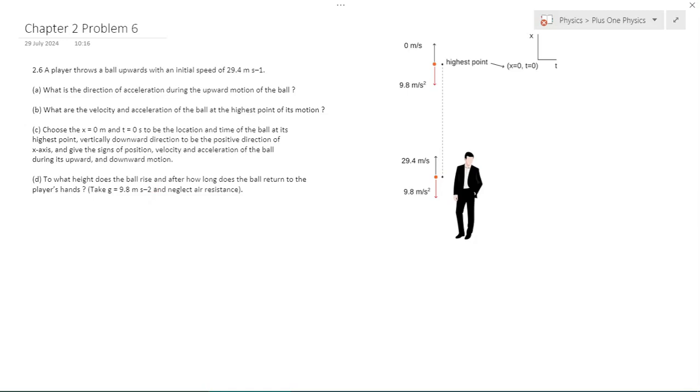So we will do problem section D. To what height does the ball rise, and after how long does the ball return to the player's hand? This is a good question. It actually uses some kinematic equations, and first of all we have to find how much distance it goes. First we find the distance, how high it went, and from that we can get the time.